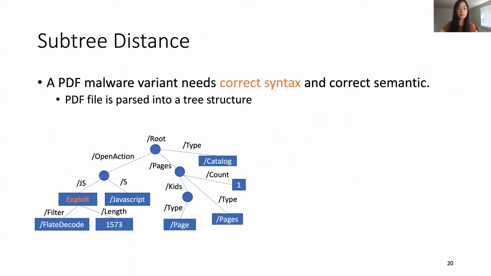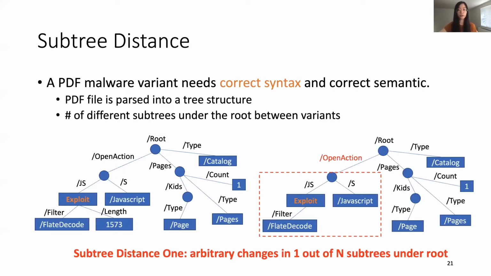We propose a subtree distance for PDF malware variants. During the evasion process, a PDF malware variant needs both the correct syntax and the correct semantic to stay functional. And we focus on the syntax part of the PDF tree. We use the subtree distance to capture the number of different subtrees under the root between malware variants. For example, on the right side, the malware variant has changed in the subtree /open action, where the length field of the exploit is deleted, but the other two subtrees are the same. In this case, the subtree distance is 1, which captures arbitrary changes in 1 out of n total subtrees under the root. The subtree distance can be extended to the number of multiple different subtrees under the root.